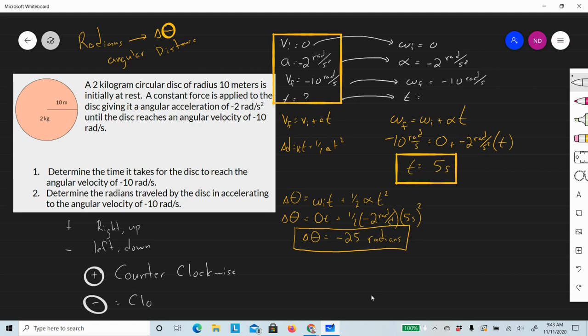I don't like that circle. Get rid of that one. It's supposed to be a circle. Clockwise. Negative is clockwise. So this is 25 radians, 25 rad in the clockwise direction. All right, that's it.